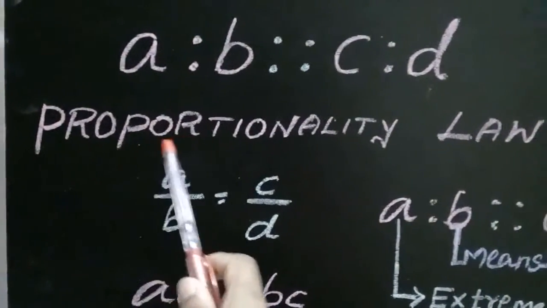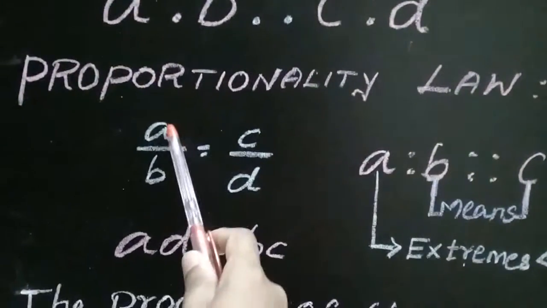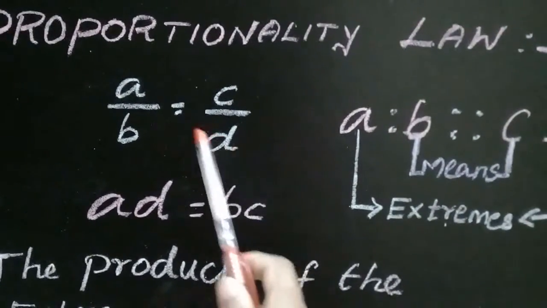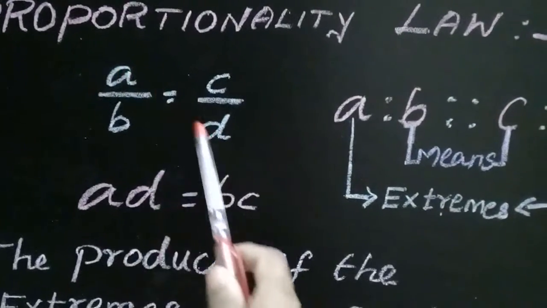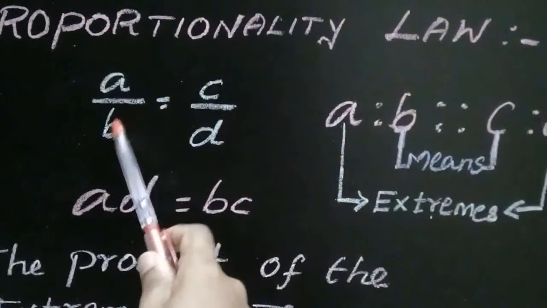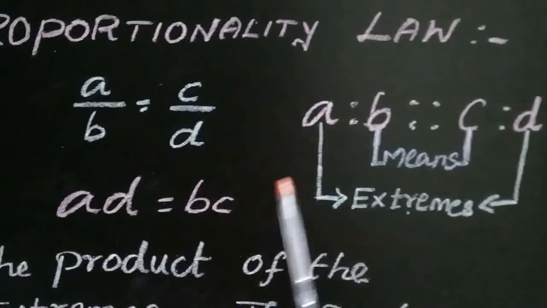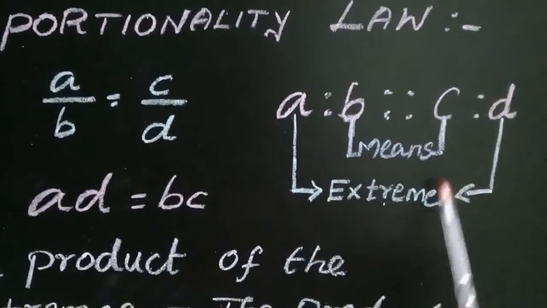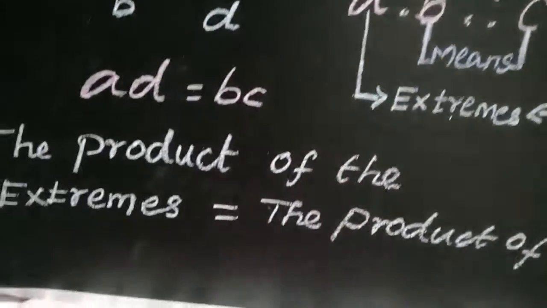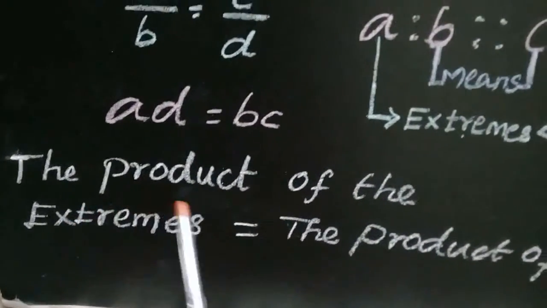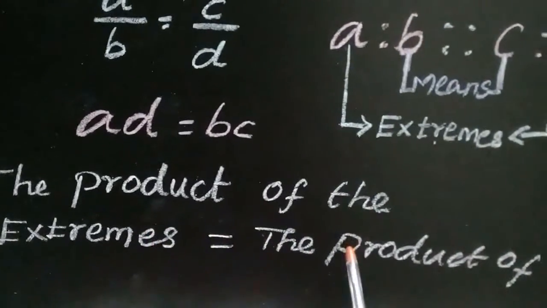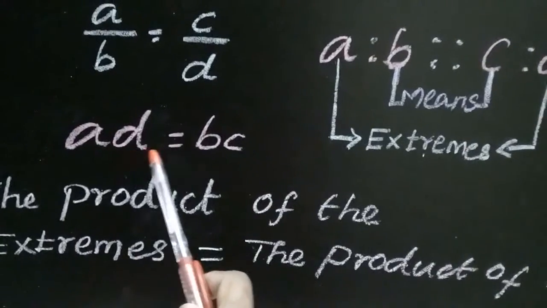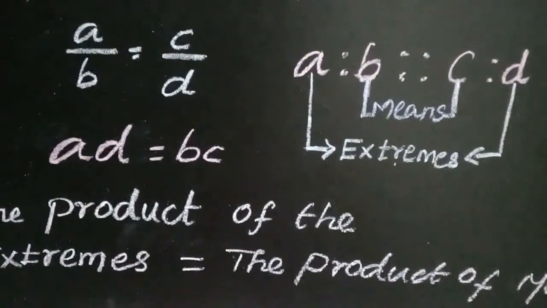Next we learn the proportionality law. A by B equal to C by D. Now cross multiply here: A into D, that is AD, and B into C, BC. Here B and C are means, A and D are extremes. So what is the law? Proportionality law: the product of the extremes is equal to the product of the means. That means AD is equal to B into C.